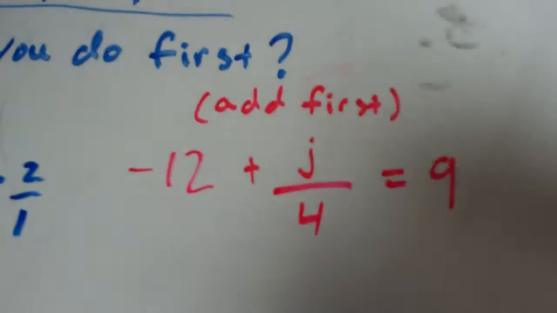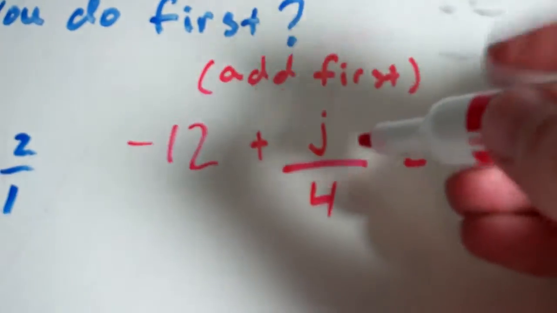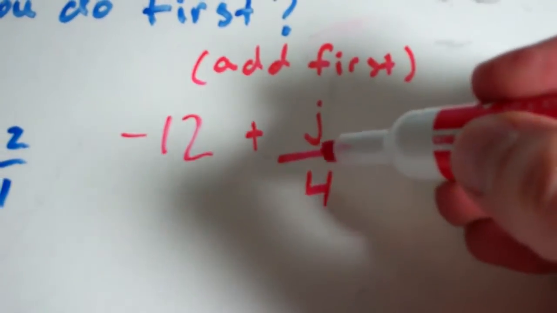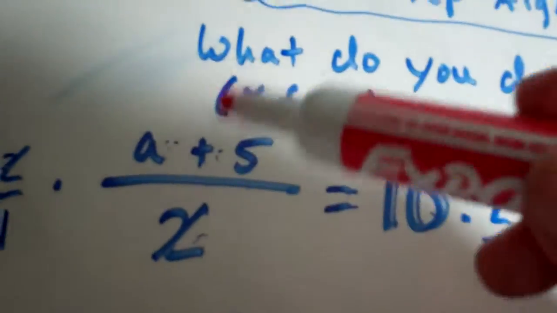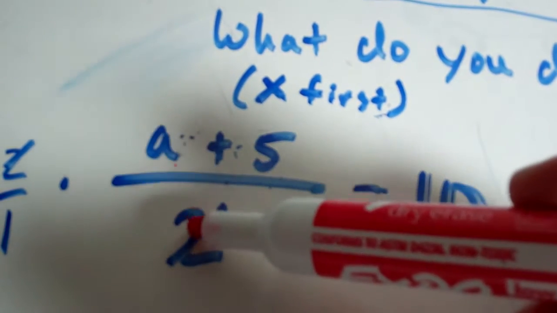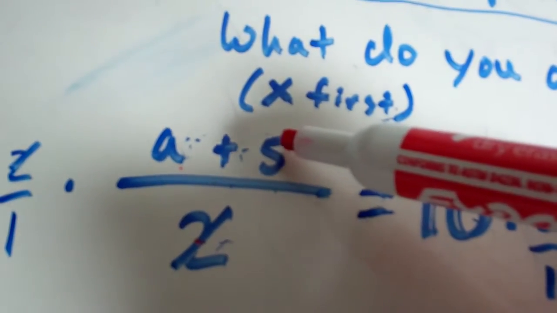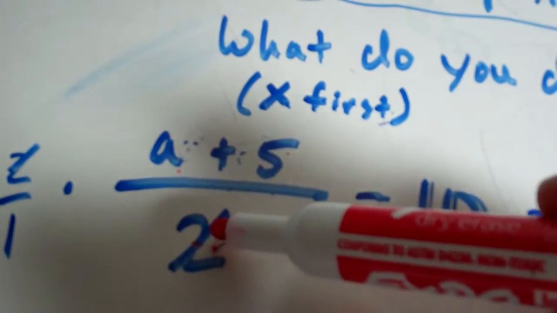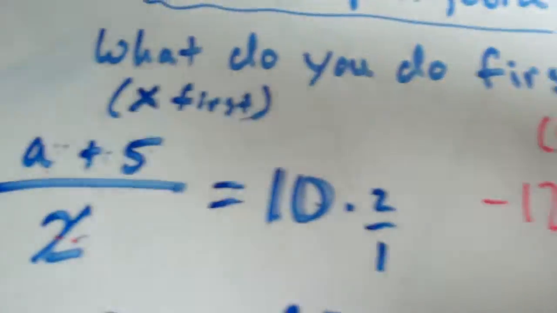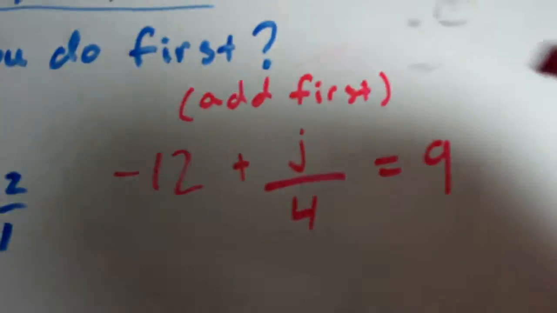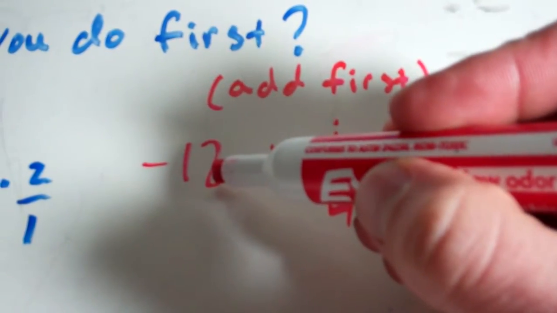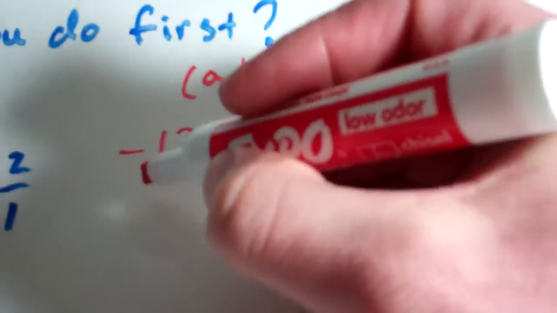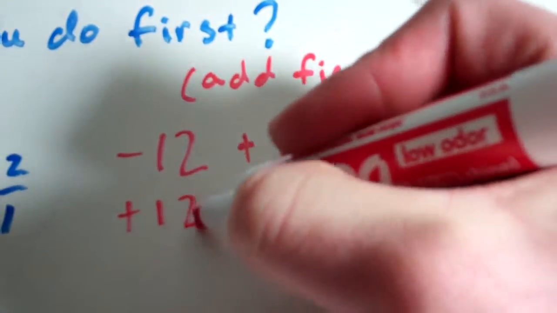Now I still have a fraction, and if we can see the difference here, my variable is being divided by 4, but 12 isn't being divided by 4. On the previous problem, the variable was being divided by 2, and 5 was also being divided by 2. And hence the difference in what I do first. So let's go to this problem, and my first inverse operation is going to make negative 12 into a 0. To do that, I add 12.